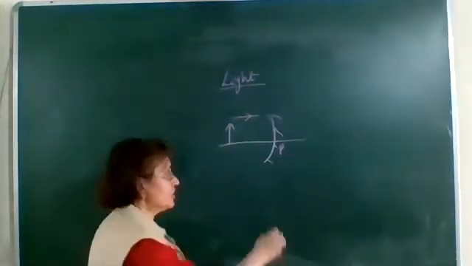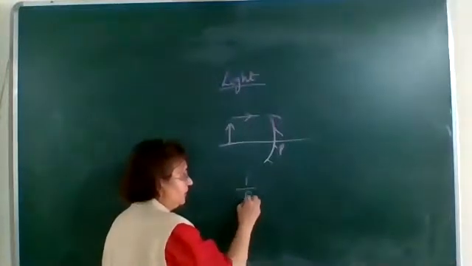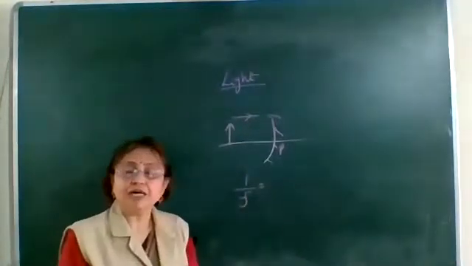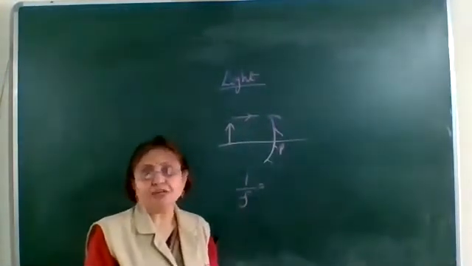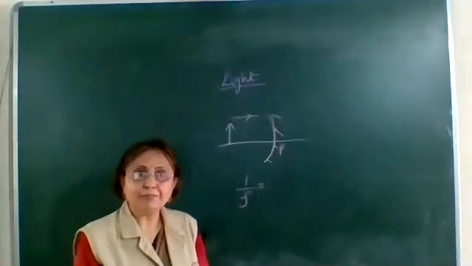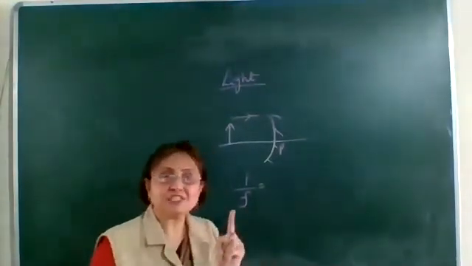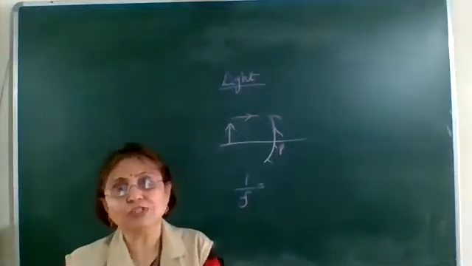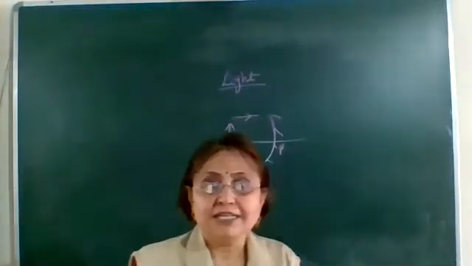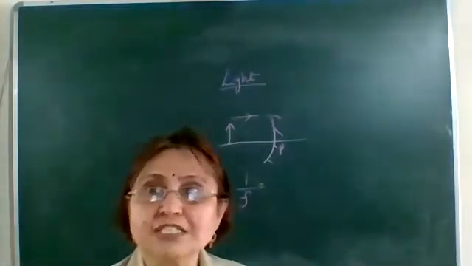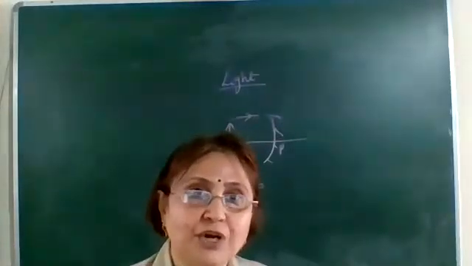Then we have also studied the mirror formula. The mirror formula involves the reciprocal of the focal length, that is 1 upon f. f is the focal length, and this focal length is the distance from the pole to the focus.